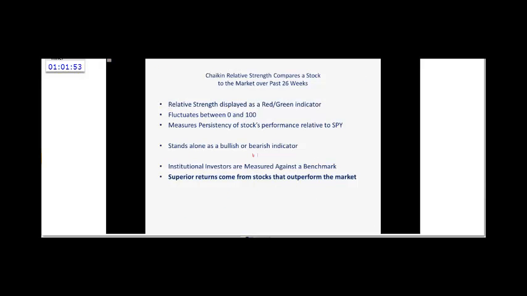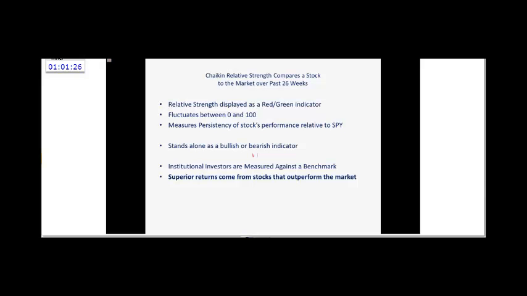The second concept that works with the Power Gauge rating is Chaikin relative strength. We compare a stock to the overall market over the past 26 weeks. Relative strength is displayed as a red-green indicator, so it's very simple to understand. It's not a number like you see in Investor's Business Daily. And it's very important to know when it changes character, and that's going to be the secret combination that you're going to see in a minute.